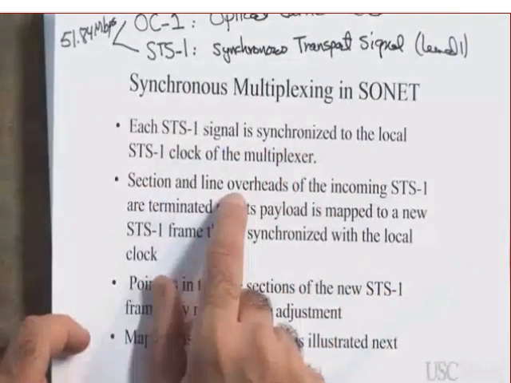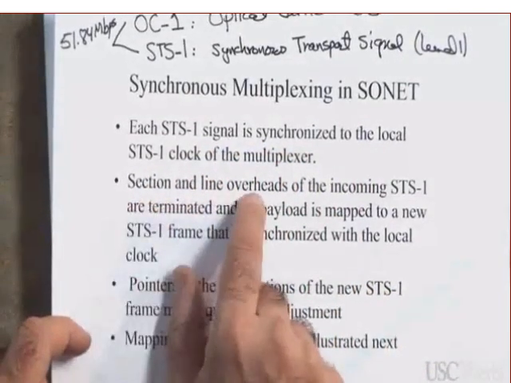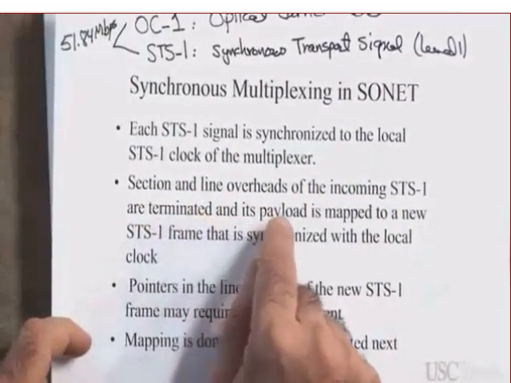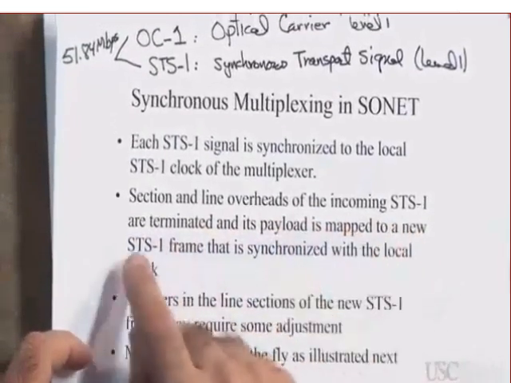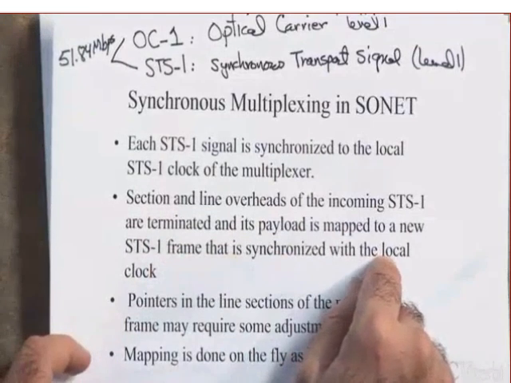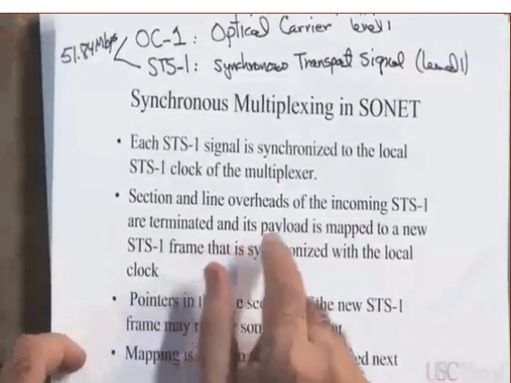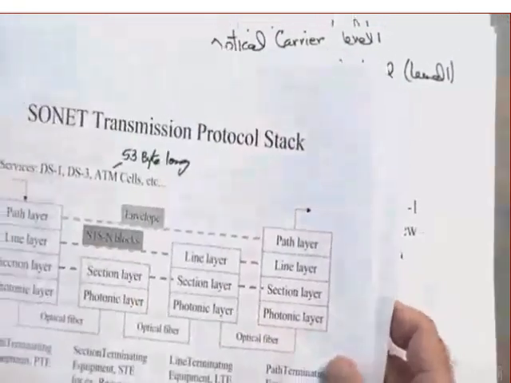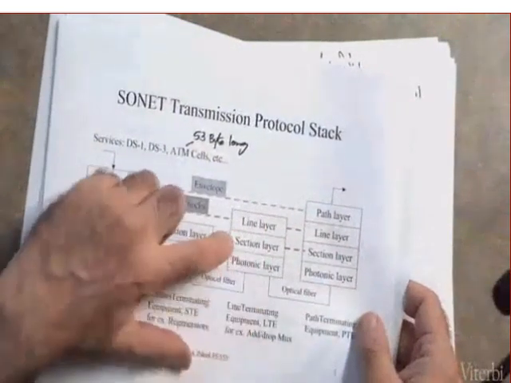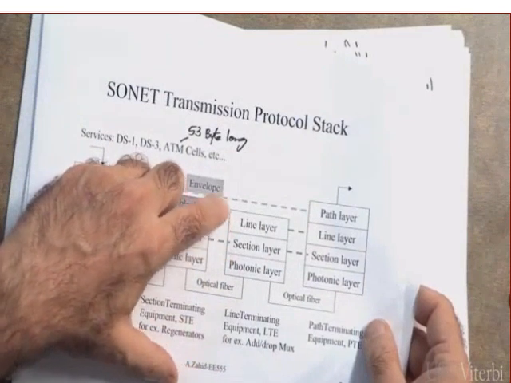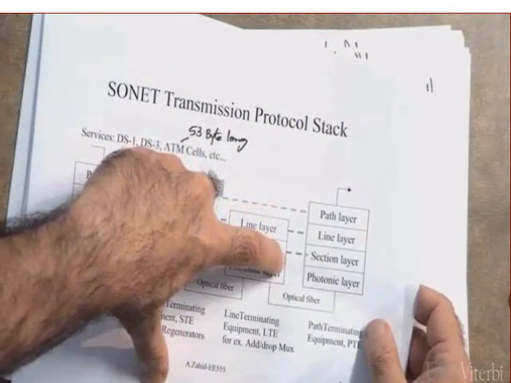The section and the line overheads of the incoming STS1s are terminated, and its payload is mapped to a new STS1 frame that is synchronized with the local clock. Clear? So as the signal comes to a multiplexer, where is the multiplexer? This is the multiplexer. These are going to be terminated. Terminated means a process. And then it goes down. Are you following? It goes down.